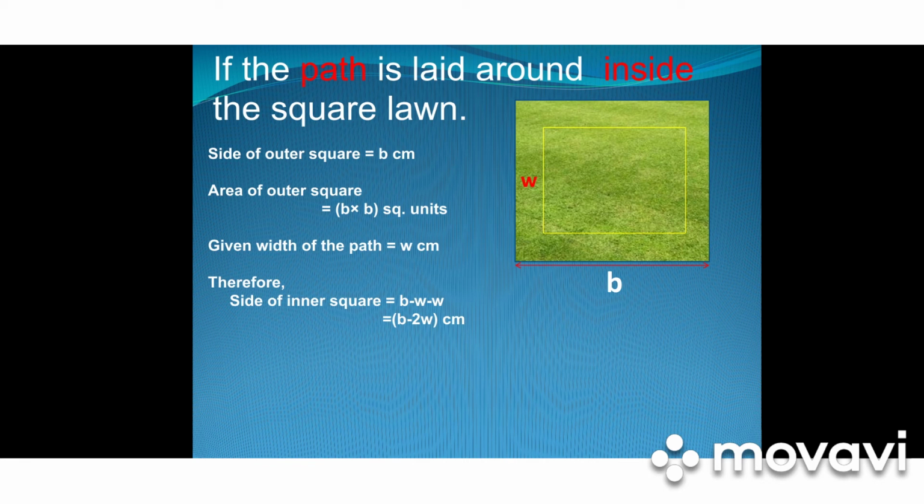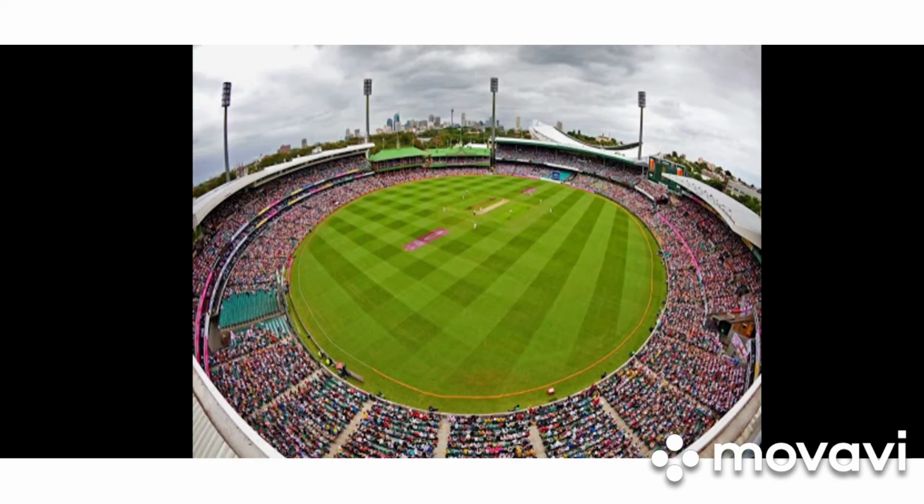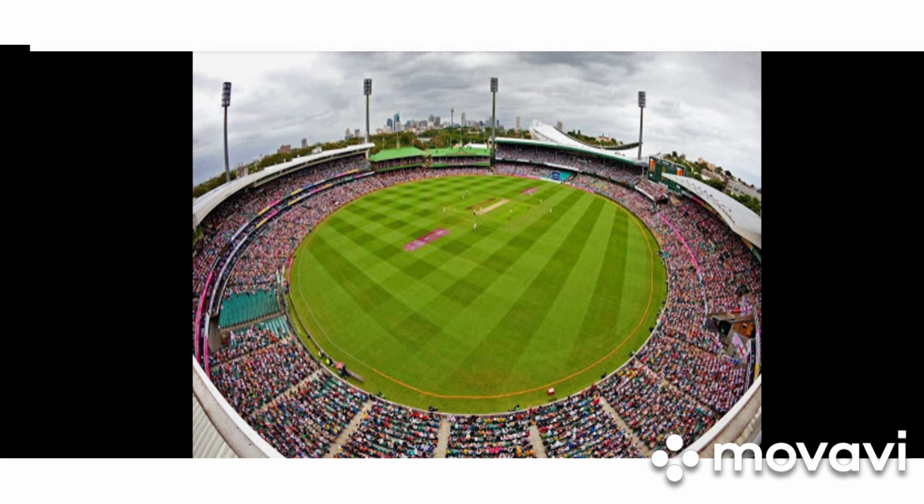Then what about your path area? The area of the inner square is B minus 2W into B minus 2W. Then you can find the path area from the area of the outer square and the area of the inner square.